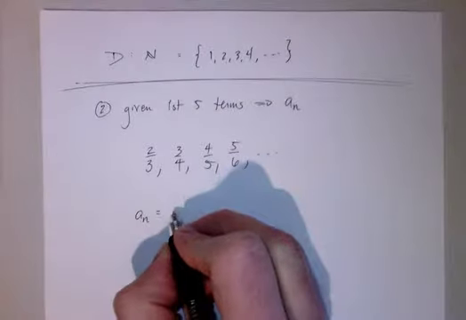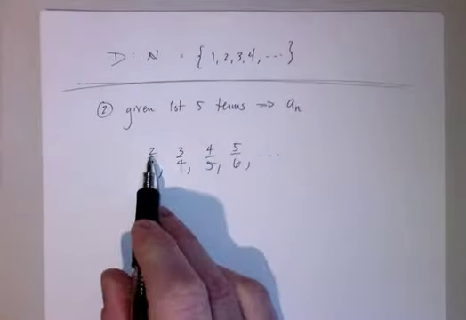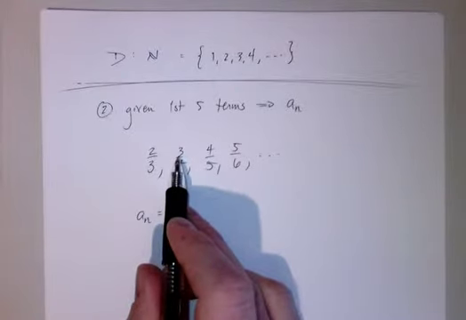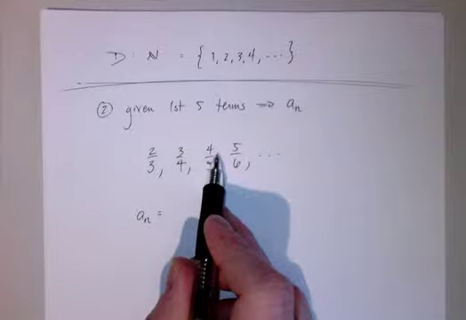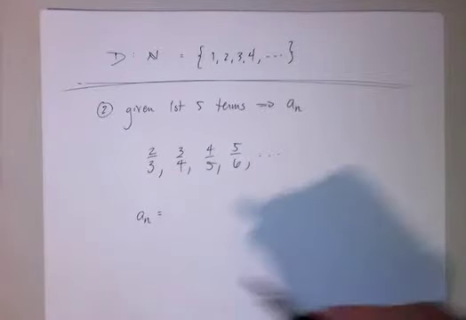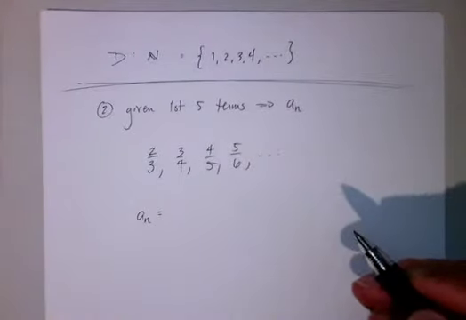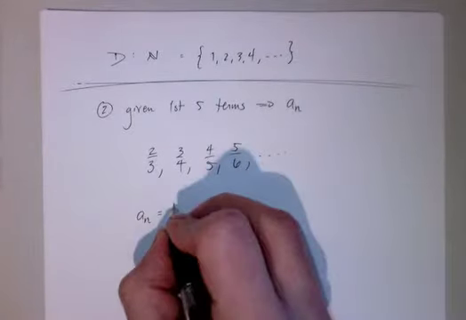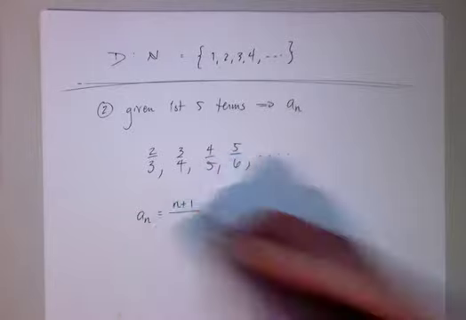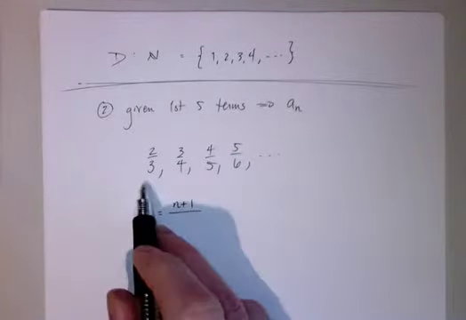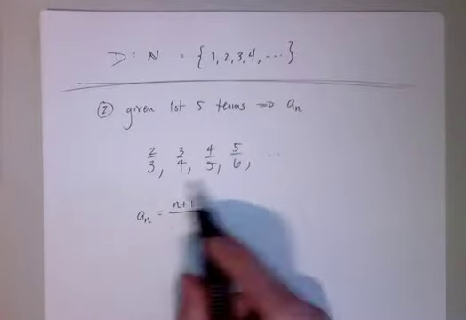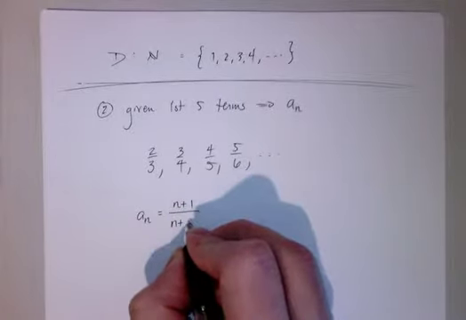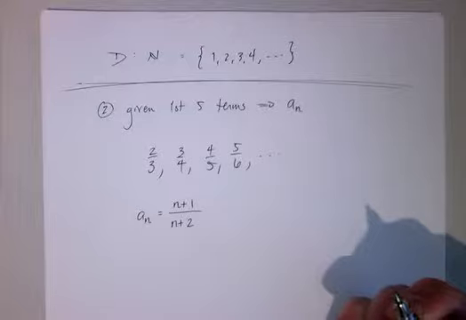And so what we have here is we realize that in the first term, the numerator's 2. In the second term, the numerator's 3. In the third term, the numerator's 4. So the numerator is always 1 ahead of whatever term we're talking about. So if this is the nth term, then the numerator is n plus 1. Well, we also recognize that the denominator is doing much the same thing, and it is progressing as 2 ahead of that.